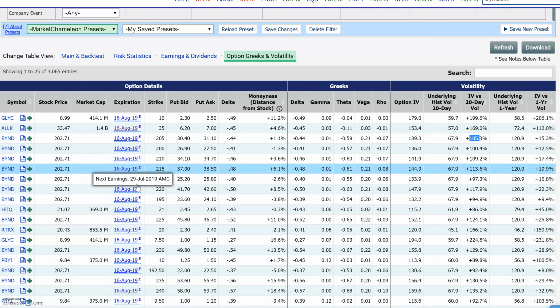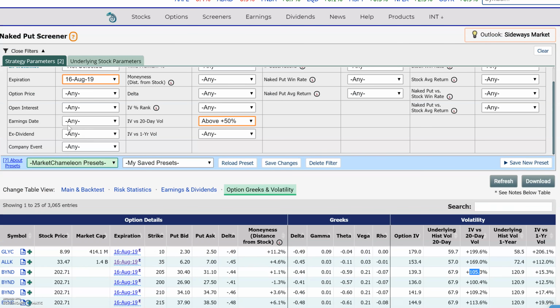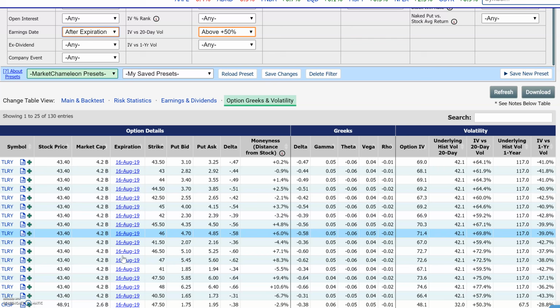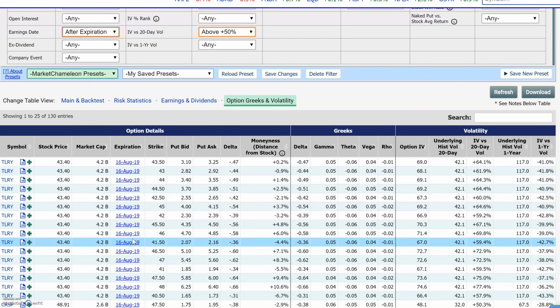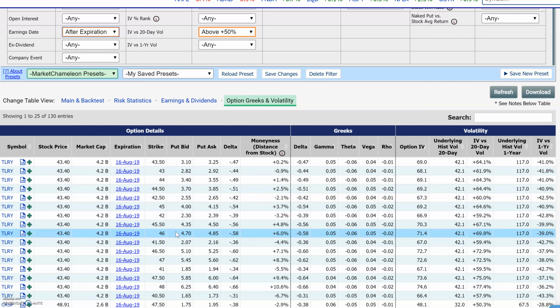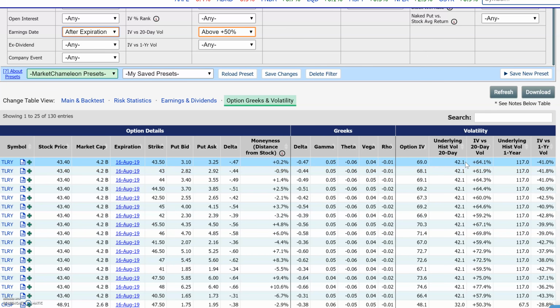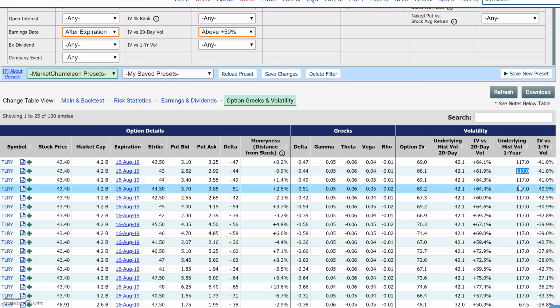And a lot of them are with earnings. So let's take a look at options where the earnings are after expiration. So we take out the earnings. So here we go. Maybe something else is going on in those options and you'd want to take a look at it. But here we see that even though the 20-day volatility is very low, the historical longer-term volatility is higher. So that's another scan that we could do.